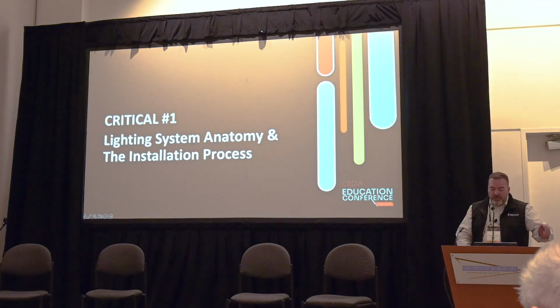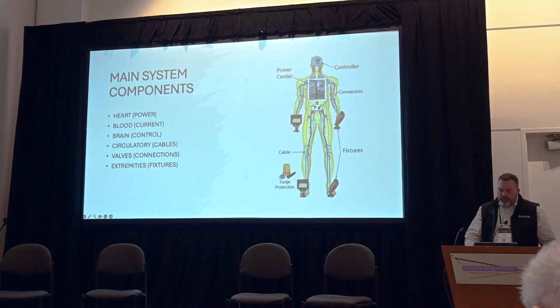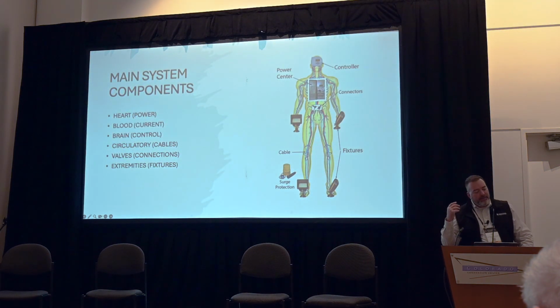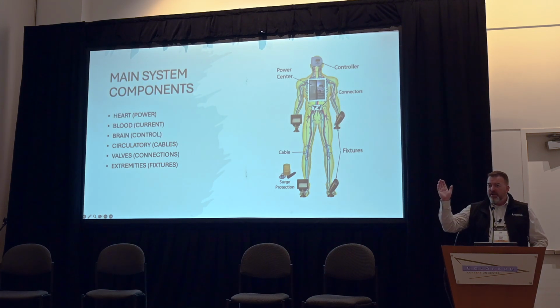So the first thing we're going to take a look at here is the anatomy of a landscape lighting system. And I look at lighting as you have certain components in a landscape lighting system. Can everybody hear me okay?